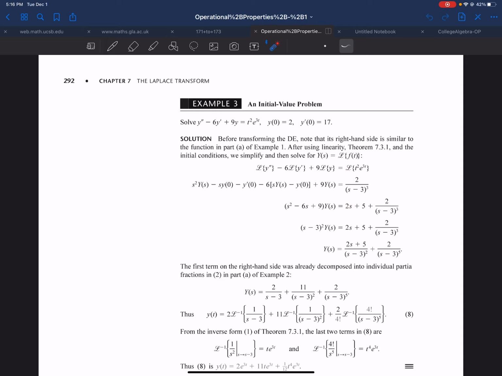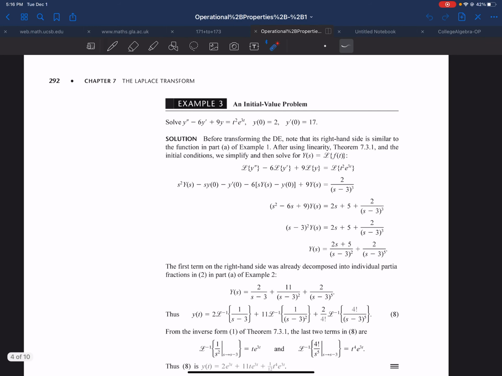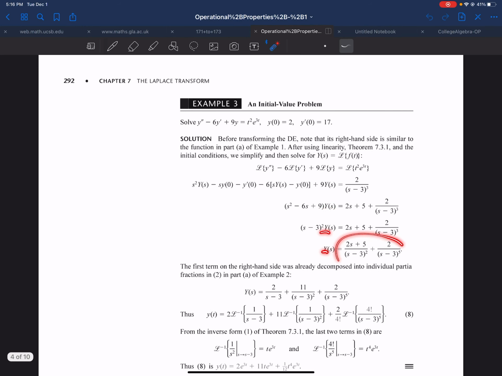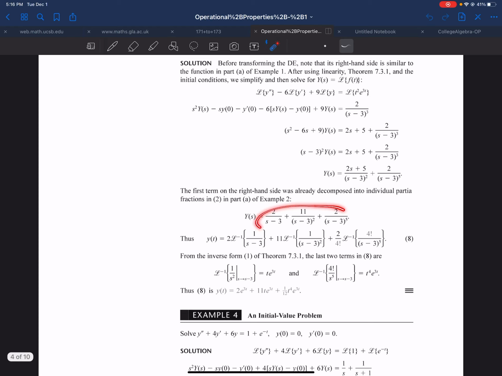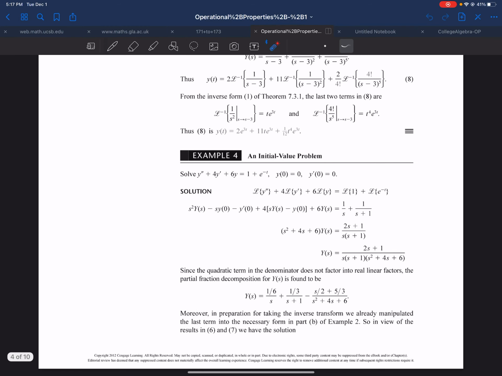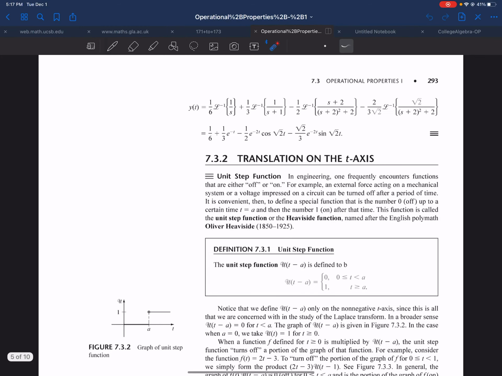Then we proceed exactly like we have in all the other cases. We just solve for Y of s, we get this thing, we take it, break it into its pieces, then we inverse Laplace each piece, and all of these are slightly shifted, and so notice they have these e to the 3t's multiplied by it. That's really all that there is. And then here's another example for you there.